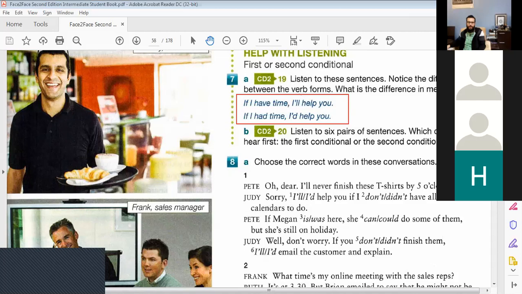3. I'd give you a lift if I had time. I'll give you a lift if I have time.